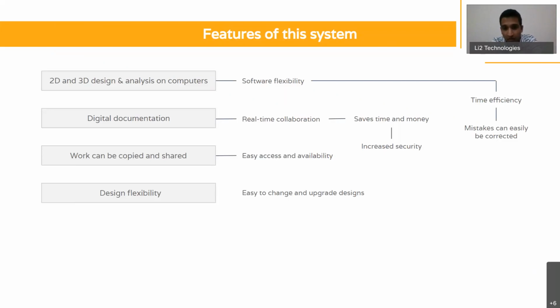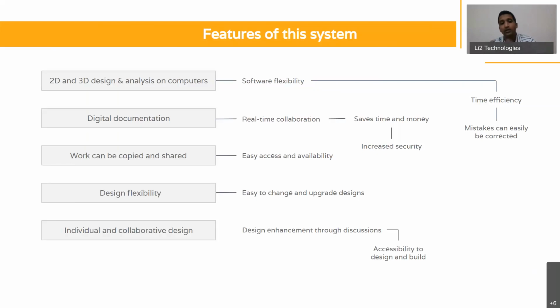Design flexibility. It is easy to change and upgrade designs. So, as I told you earlier, even one person can design, while you can also have a full team to design. Like some of you are in automobile engineering, and I think one of you is also working on a car design. So those are collaborative. Today's design allows for that because you have tools available at your disposal to make that happen. So you can have discussions, you can make design enhancements, and you have access to the design and build. So these are advantages. And in addition to this, you can easily research online and upgrade your design. So this is what computers bring to design today.